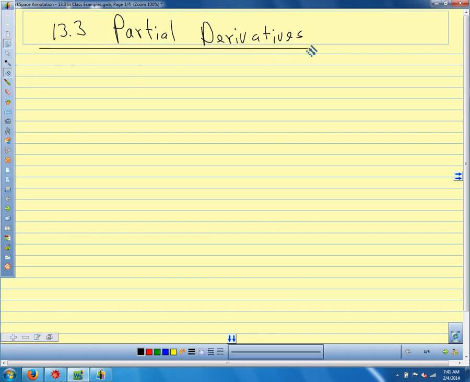So with a single variable function, we talked about how the function changes as our variable changes. Well, with a multivariable function, we have more than one variable. So the idea of rate of change of our function with respect to a variable is kind of a bigger concept. So what we're going to do is look at the derivative, the rate of change of our function with respect to one variable while we hold the other variable constant. That's what partial derivative means.